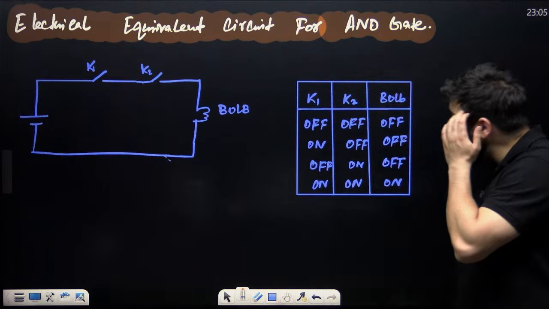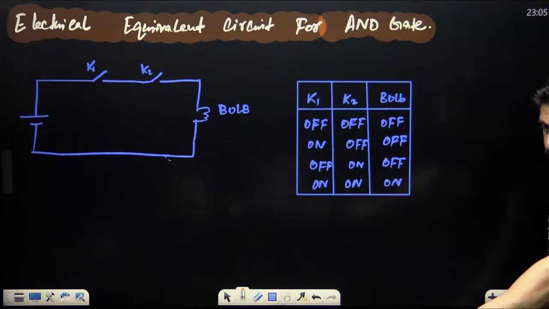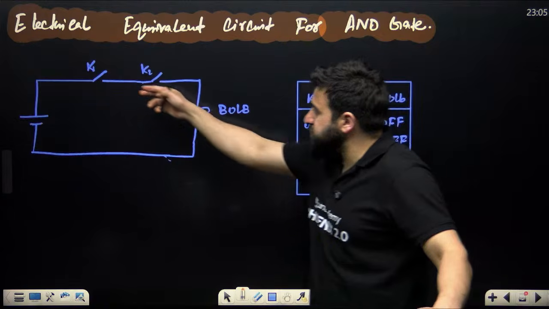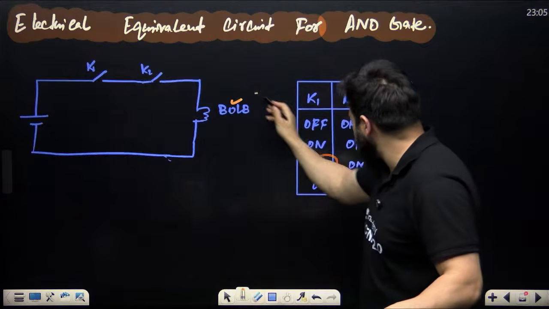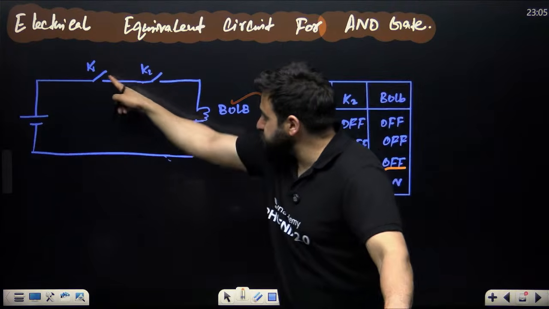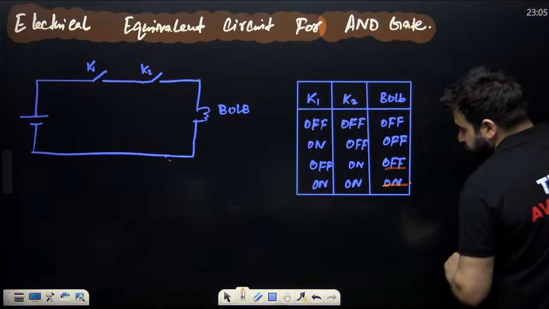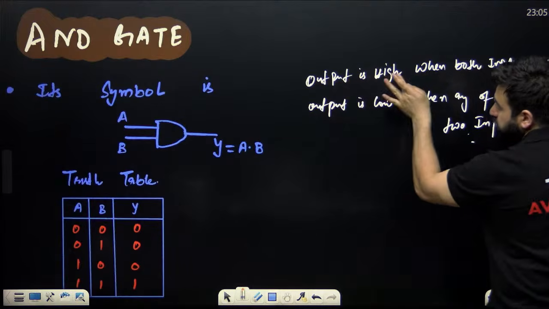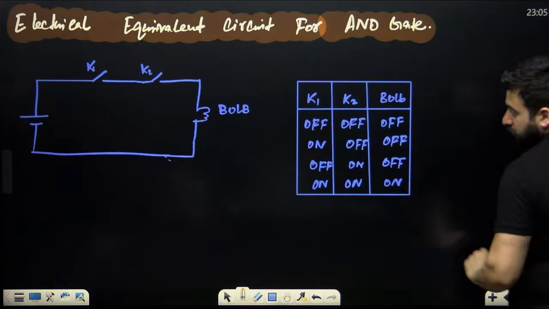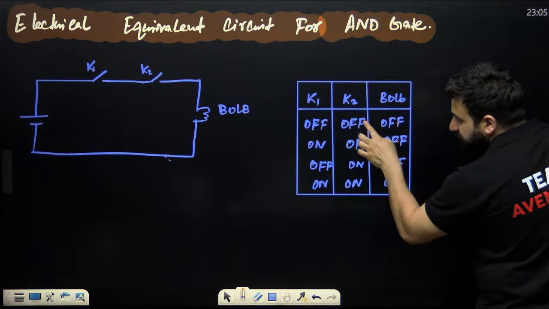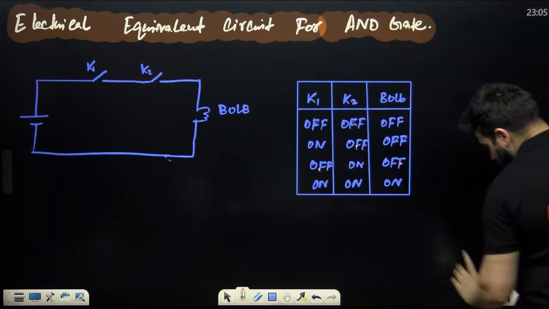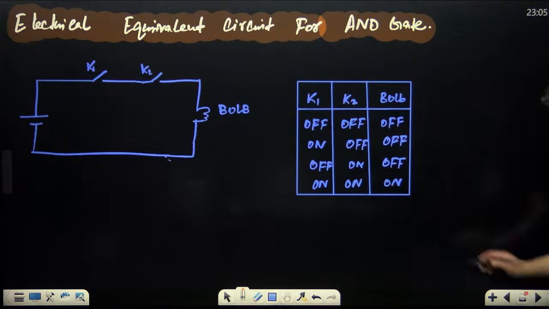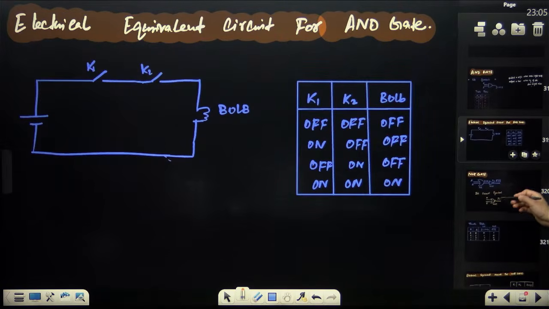Now, my dear NEET aspirants, take a look. Take a look, boys and girls. We say if the first one is off, this is off, so current cannot flow, bulb remains off. If both are on, this is on, bulb remains on. Now see, output is high when both the inputs are high. Output is low when any of the two inputs is low. That's why we say this circuit exactly matches with the AND gate.